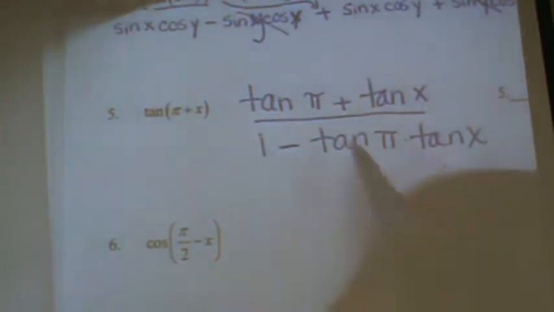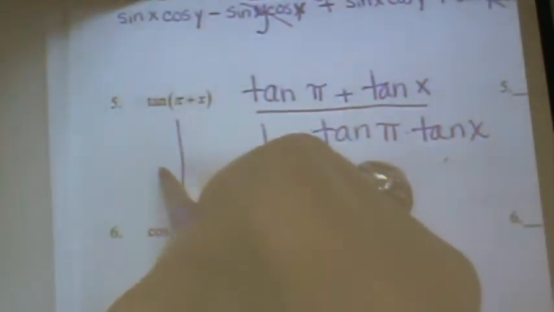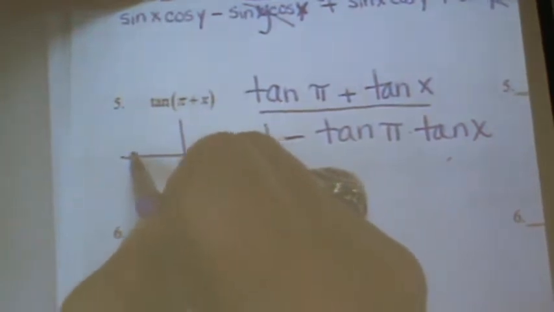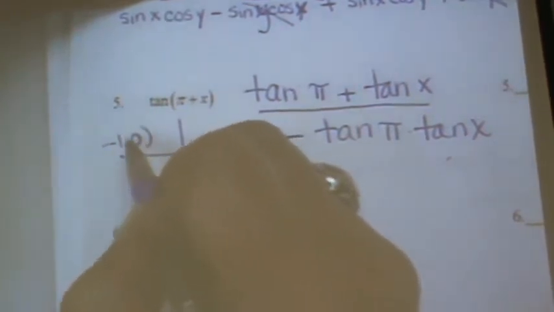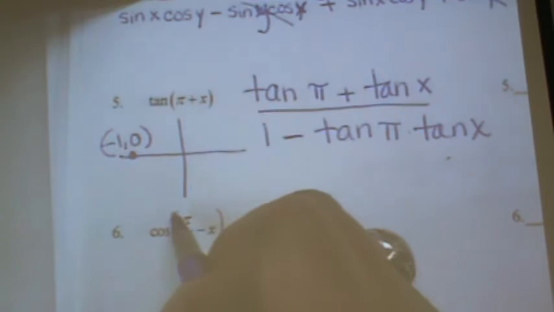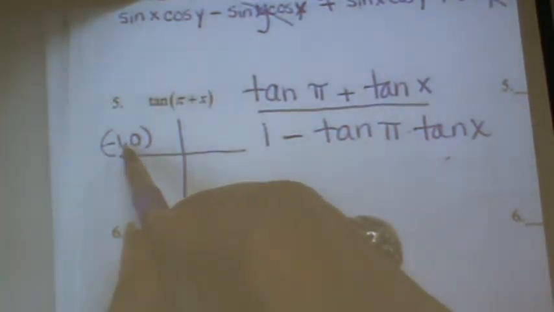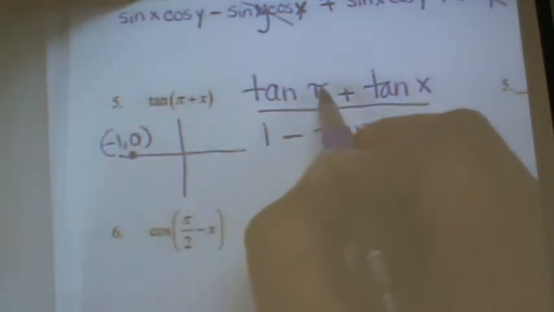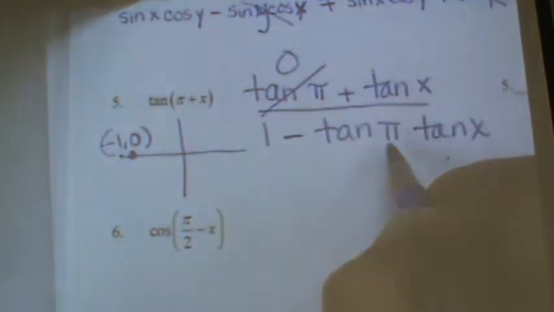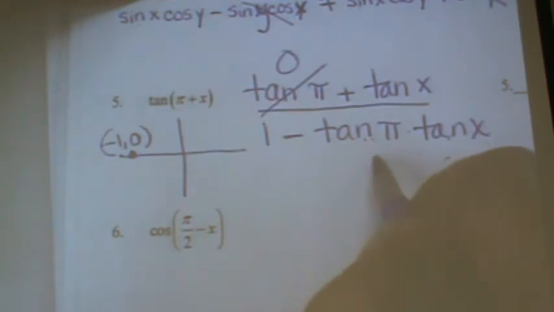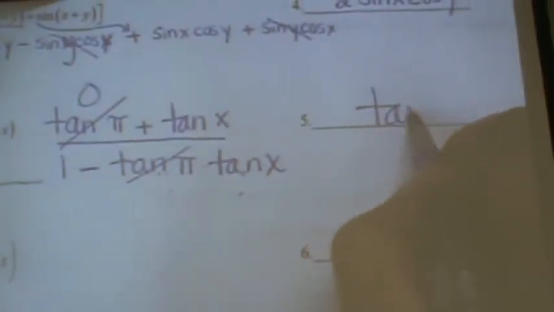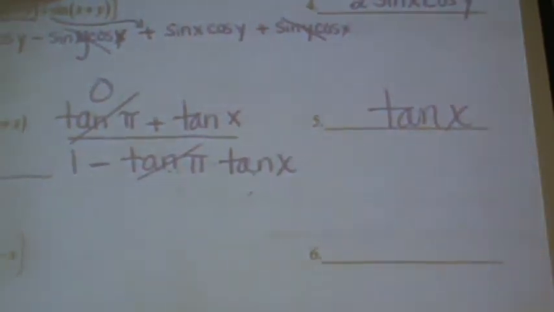Now, I bet you tangent of pi, where's pi at, everybody? Right here. This ordered pair is (-1, 0). What's the definition of tangent? Y over x. What is 0 over anything? 0. So what does this equal? 0. This is 0, and this is 0. What's 0 times anything? What's 1 minus 0? 1. What's left here? 2. That's simplified.